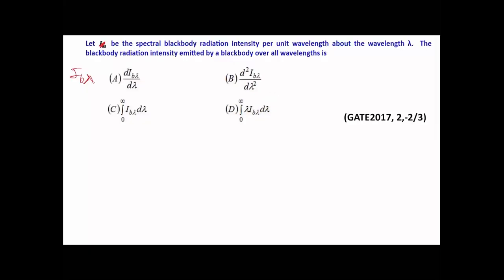So the correct answer is C, and this is directly a question on the concept, wherein I B lambda is the intensity of the black body for a particular lambda, and you have been asked to calculate the black body radiation intensity over all wavelengths. So you need to integrate it from 0 to lambda with d lambda, and the second thing to think of is the integration limits: it cannot be negative, and we start from 0. So the answer is C for this particular question.